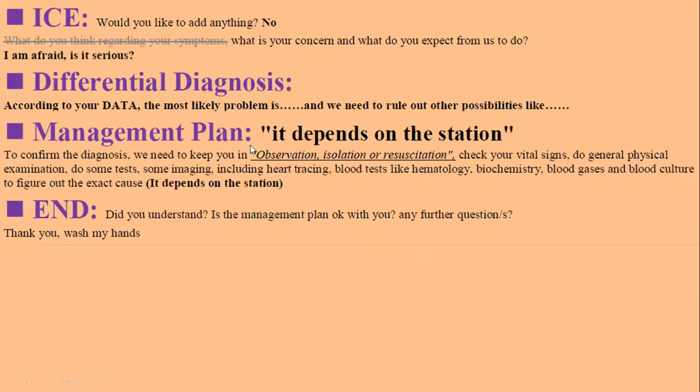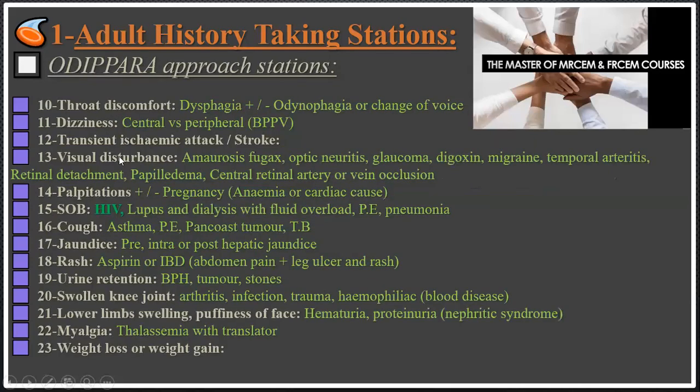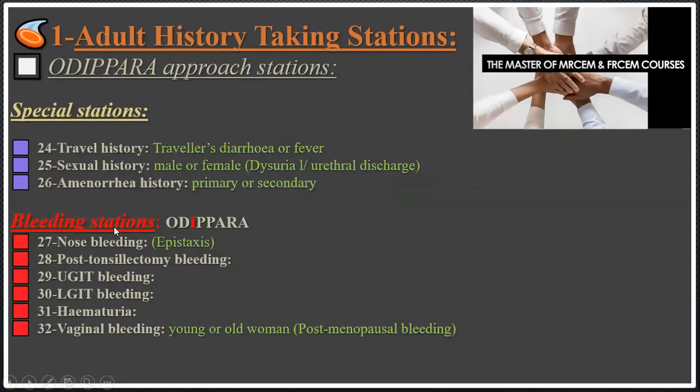And continue as usual. So the station of Socrates we finished, and the first part we finished. Today we will talk about special stations: travel, sexual, and amenorrhea. So amenorrhea from the start. She will say, I have no menstruation. Don't say, I'm sorry to hear that. What is the problem if you stop menstruation?